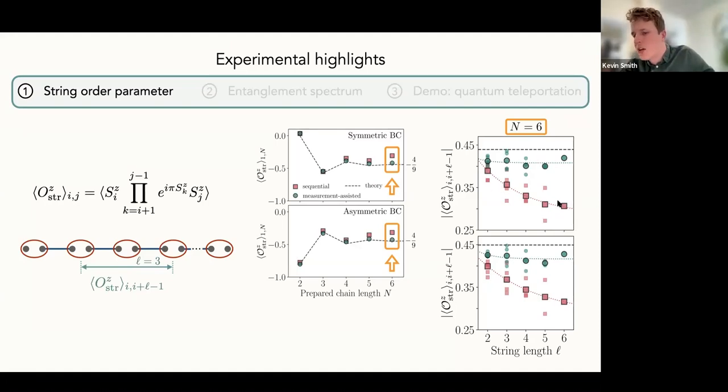of exponential decay of the string correlations, whereas for the measurement-assisted approach, we find that we don't see this behavior as obviously. So this is sort of evidence, again, that having this constant depth circuit in preparing the state with measurements really is preparing the state much more reliably.